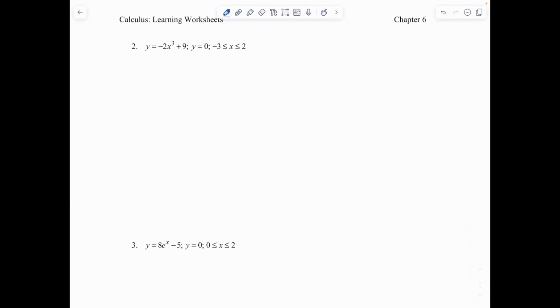Y equals negative 2x cubed plus 9 and y equals 0. Our interval is negative 3 to 2. Okay, so let's set negative 2x cubed plus 9 equals 0. That is negative 2x cubed equals negative 9. So x cubed equals 9 over 2. That gives us an x of the cube root of 9 over 2.